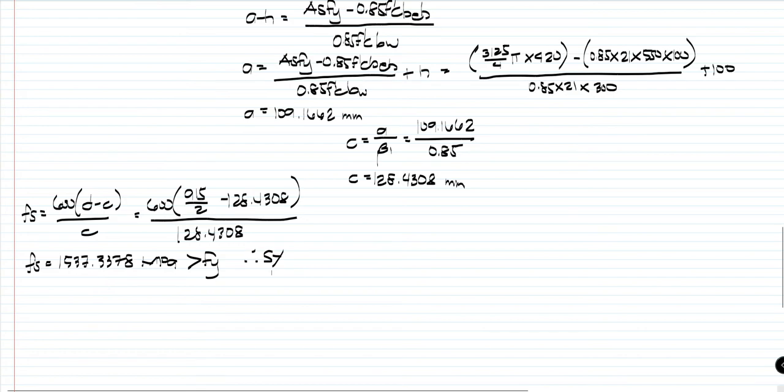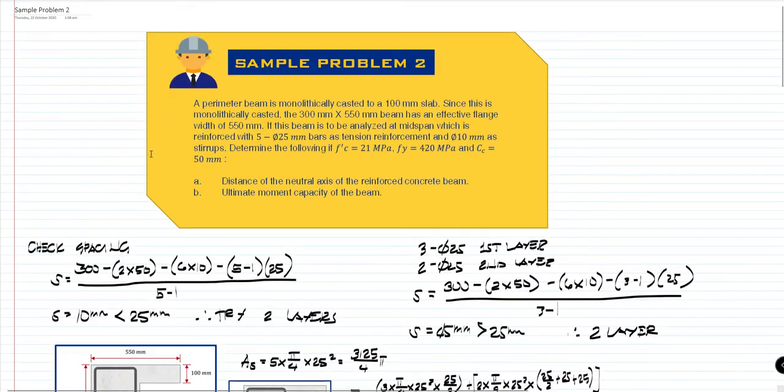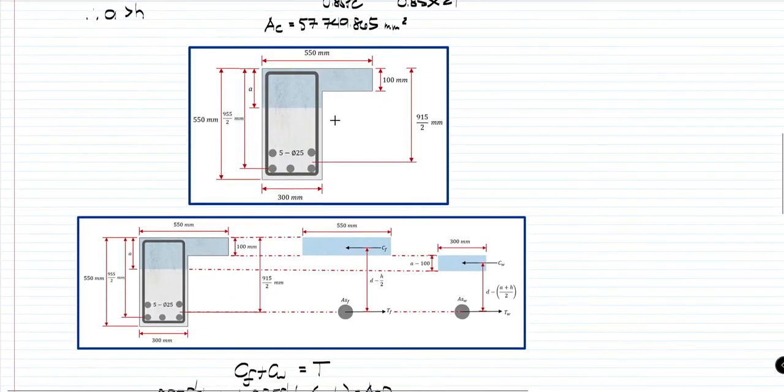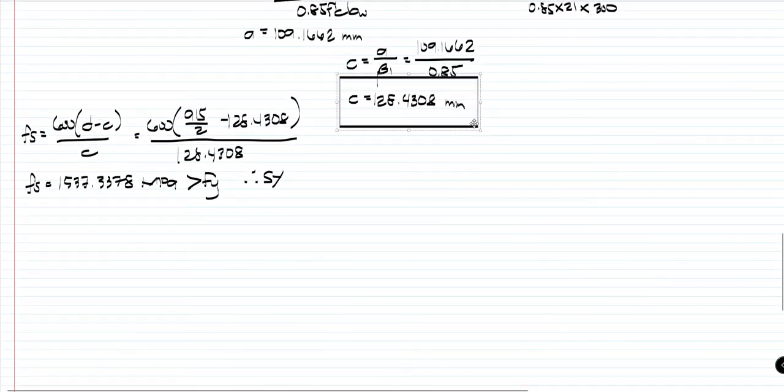So, we can say na yung unang hinahanap, which is yung distance of the neutral axis of the reinforced concrete beam, is we can say na ito na siya. Itong 128.4308. So, ito yung C natin. Since na-prove natin that steels are yielding. So, now we can proceed in getting the epsilon sub T for determining the reduction factor.